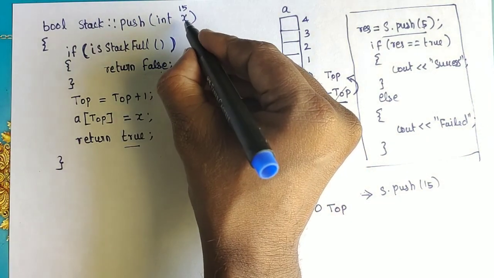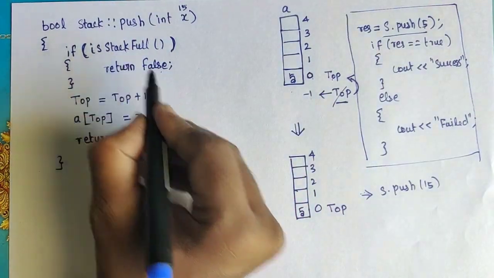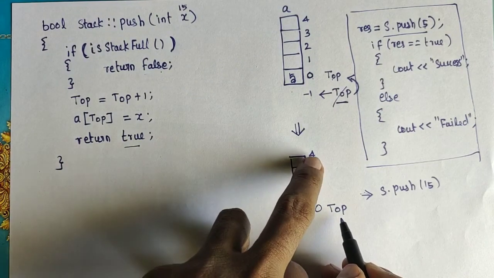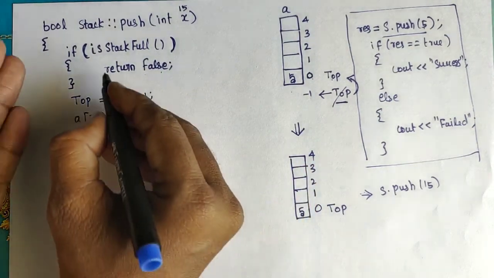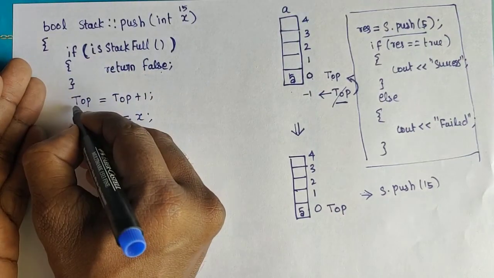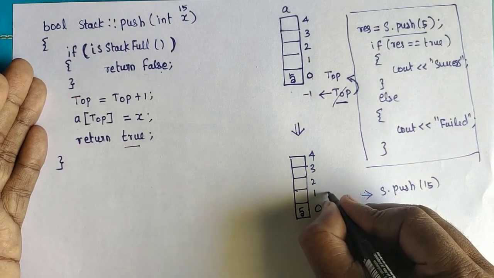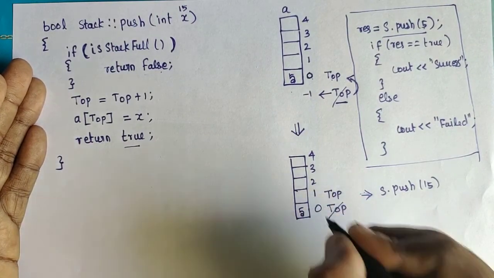So now what is happening is, here it will check is stack full. The top value will be checked: top is not equal to size minus 1. Okay, that means it is not full, so success. So it will go to the next statement, top equal to top minus 1. So it will be moved to this position, the next free location.